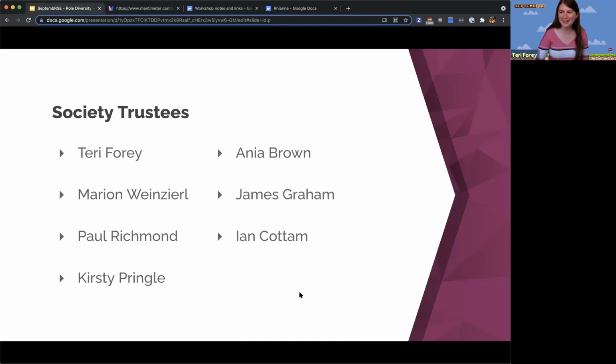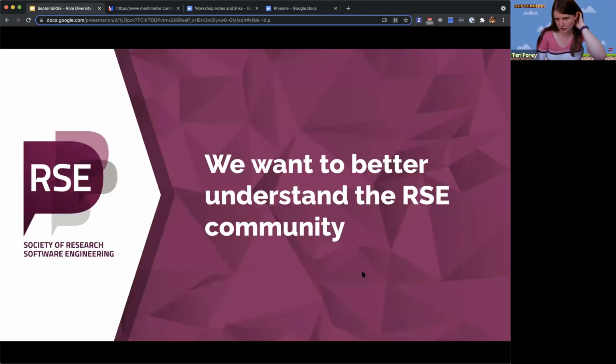Okay, so that is us, and we are all trustees of the Society. As the Society, we want to better understand the RSE community, because there's huge diversity. There's diversity in us as trustees. If you just look at all the events happening at SeptembRSE, you can also see the huge diversity in what RSEs are doing, where they're based, what kind of career pathway they might have.